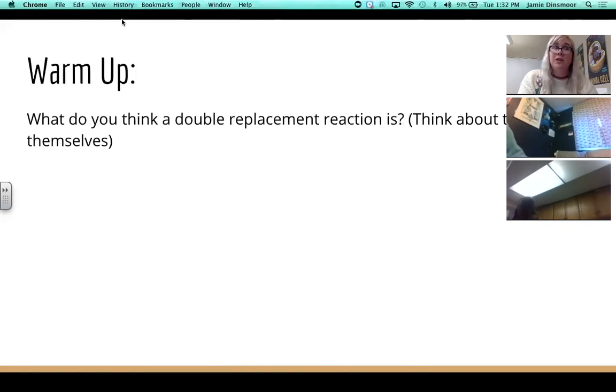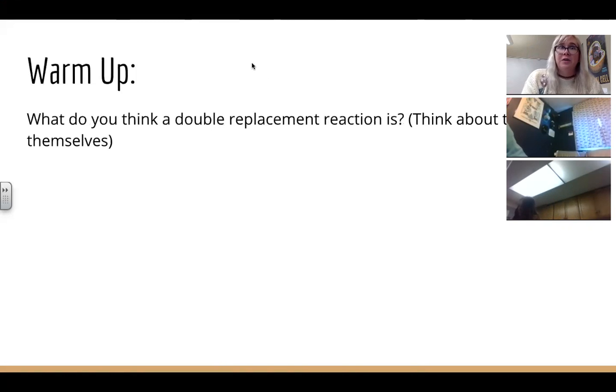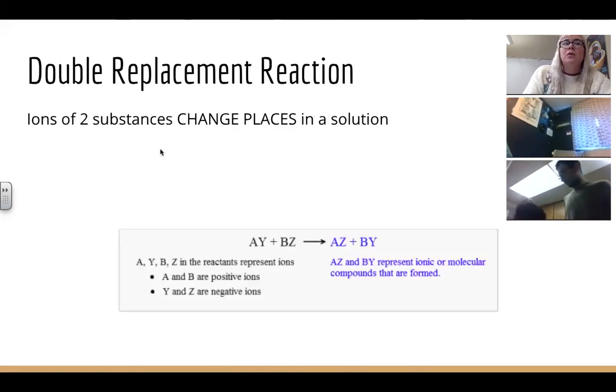Two being replaced. Yeah, Catherine, you're exactly right. It's a pretty simple explanation. Instead of just one thing being switched, both things are being switched. So ions of two substances change places in a solution.